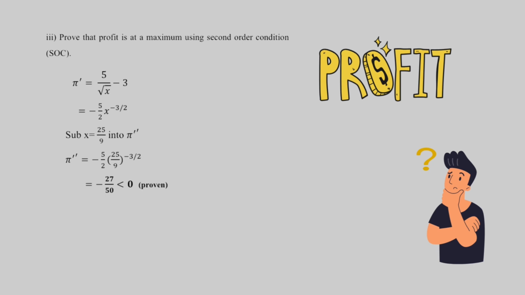Then we substitute x equals 25 over 9 into this function. We will get a negative answer, which is negative 27 over 550, where this answer is less than 0. This proves that 25 over 9 is the maximum unit to produce.